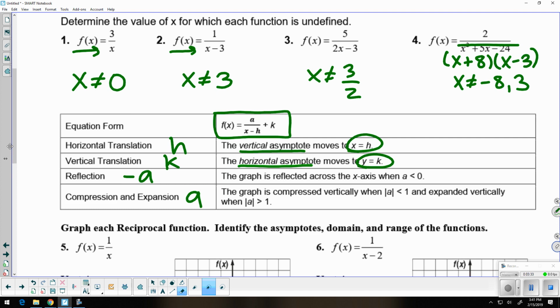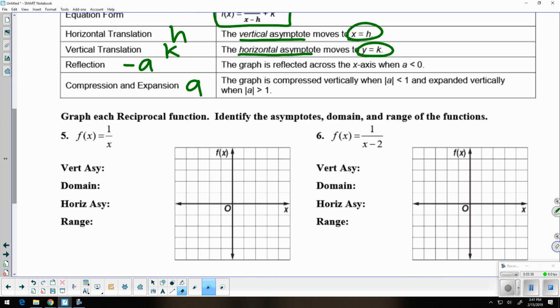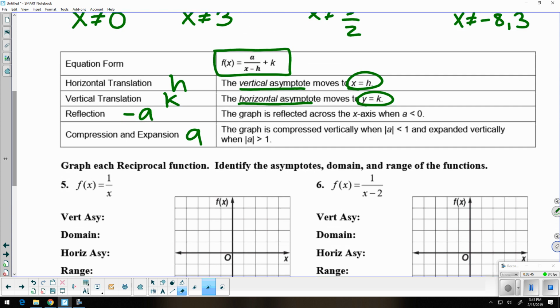So, getting into the graphing portion, we want to graph each reciprocal function and identify the asymptotes, the domain, and the range of the functions. For this first one, the vertical asymptote, you compare it up here. It says the vertical asymptote is going to be at x equals whatever our h value is. So looking at this function, compare that to the transformation equation, a over x minus h, and then plus k is over here. So it's at x equals h.